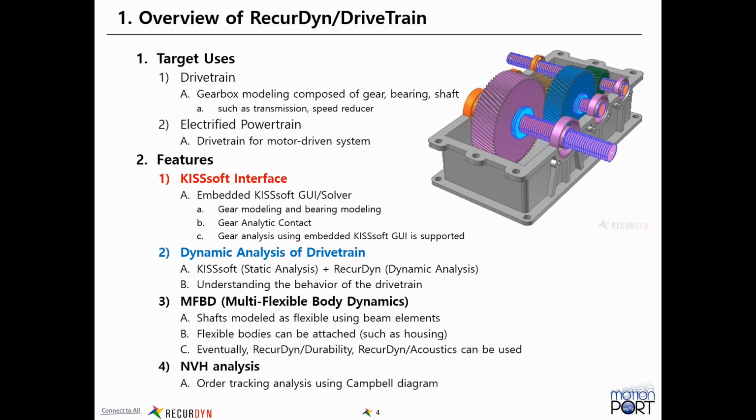Another main feature is the multi-flexible body dynamics. In this toolkit, the shafts are modeled as flexible bodies using beam elements. And then flexible bodies can also be attached, such as the housing, so you can include those vibrational characteristics of that as well. And eventually, RecurDyn durability and acoustics will be able to be used.